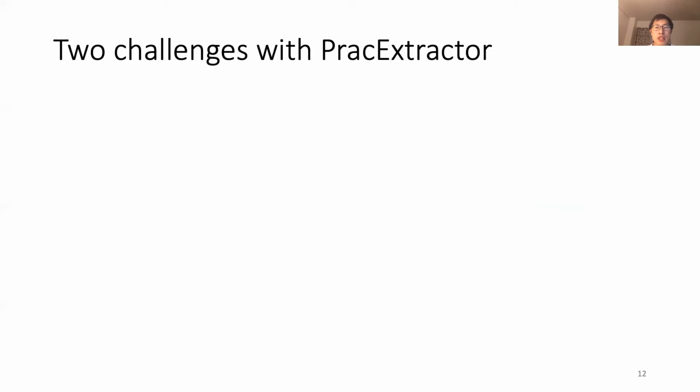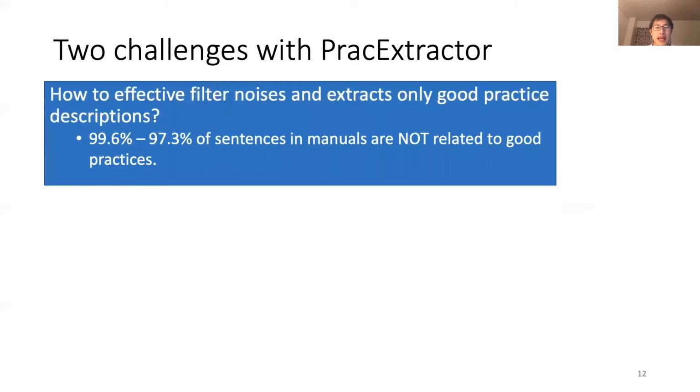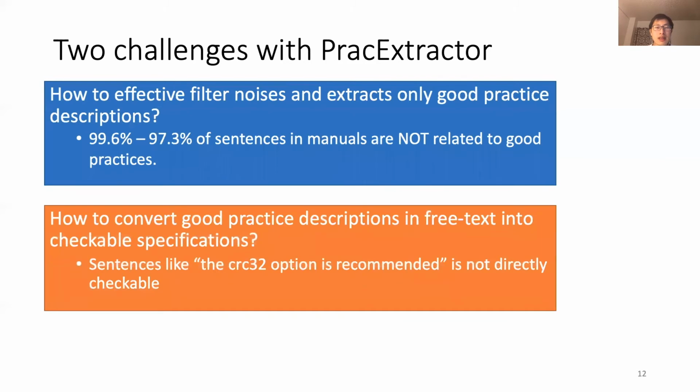PracExtractor faces two challenges. First, as manuals are written in plain text, and they have a large amount of text unrelated to good practices, how to effectively filter out these noises and extract only good practices? Second, even after PracExtractor extracts good practice descriptions, these descriptions are all in free text. How to convert them into formal specifications that can be used for automatic checking?